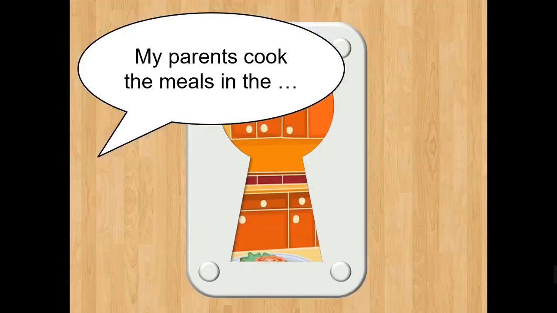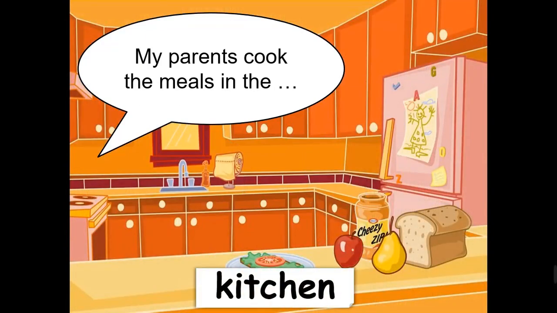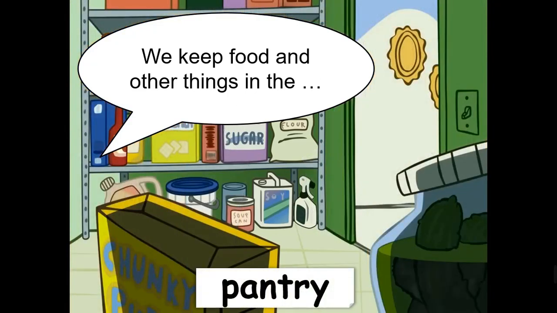Next we have here my parents cook the meals in the... So we are talking about cooking or preparing food. So where we do this in a house, normally it is done in the kitchen. Great. Now the next one here, as I have told you, especially in the past, people used to keep food or store food and other things in the, what we call it, it is the pantry. Great.